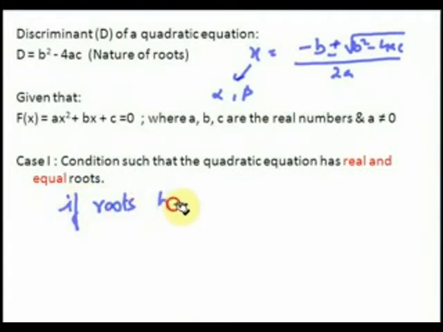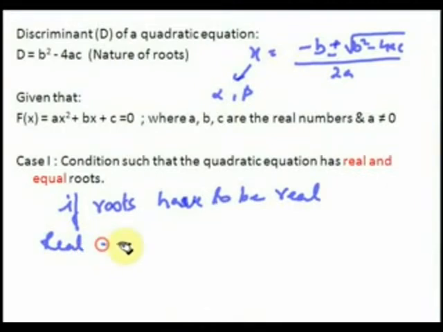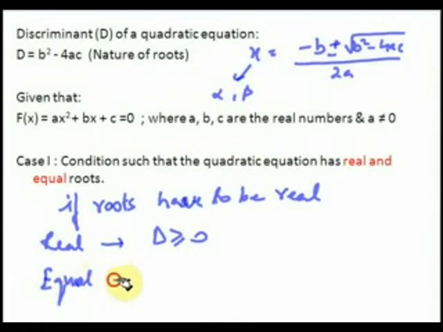If roots have to be real, then the quantity d should be greater than or equal to 0, because the root quantity should be greater than or equal to 0 to have real solutions. But it says that the roots should be equal. The roots have to be equal. If the roots have to be equal, then the value of d should be equal to 0.